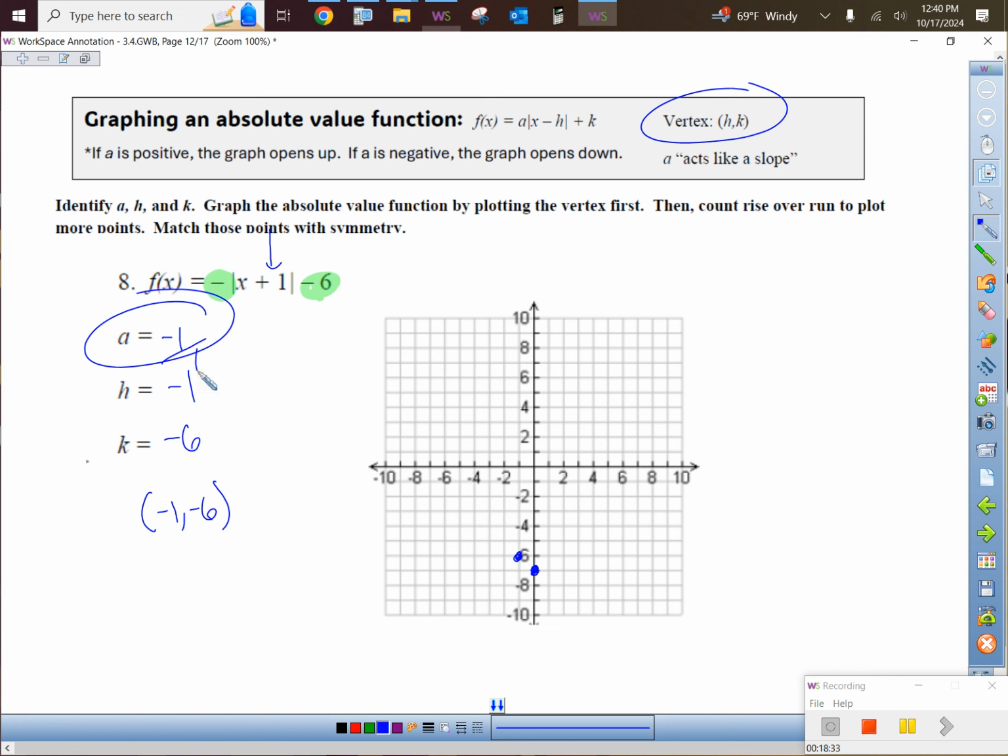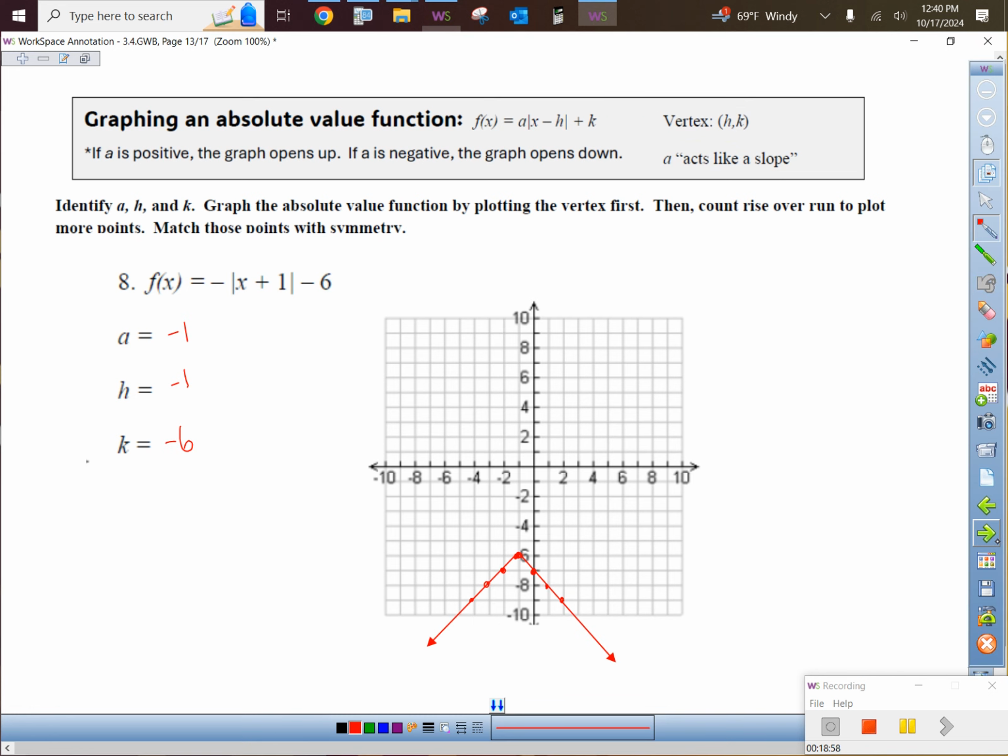But here on paper, you got to do it a few more times. So go down 1 to the right 1, down 1 to the right 1. And then you got to go do the symmetrical points around the vertex. So it's like down 1 to the left 1, down 1 to the left 1, down 1 to the left 1. But knowing that pointy vertexy guy is very important. And then always use a straight edge to connect those dudes together. Absolute value graphs make a V. This bad boy opened down because the a value was negative.